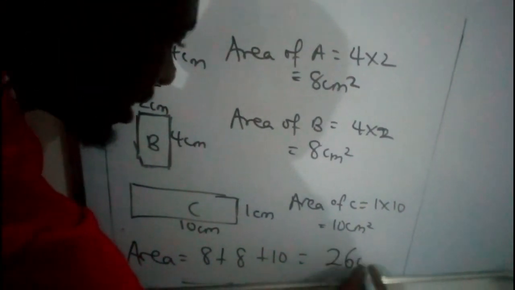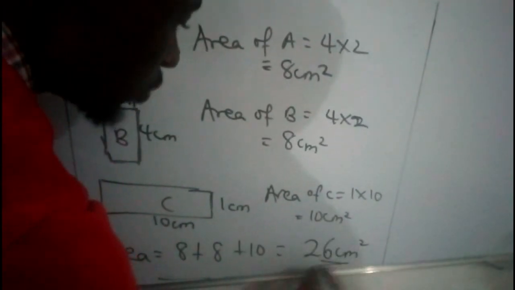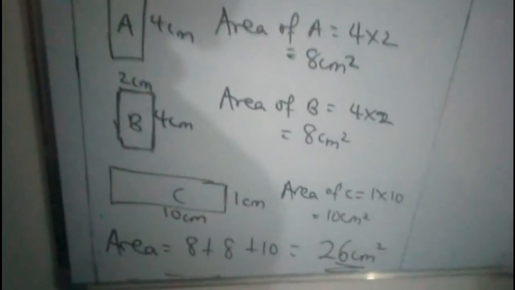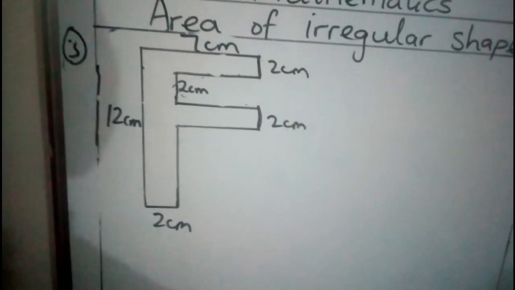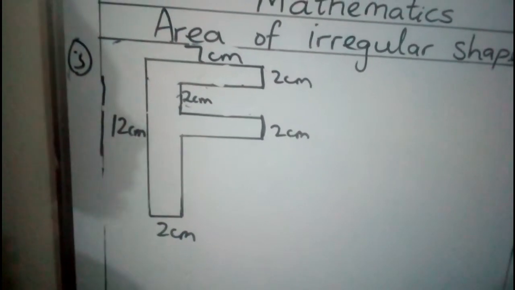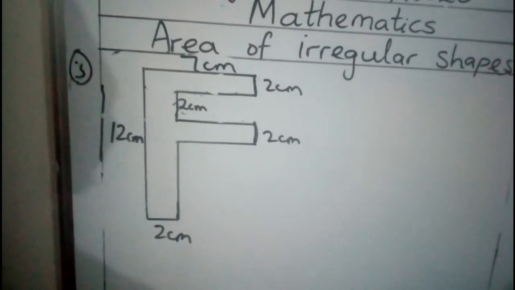26 centimeters squared. So 26 centimeters squared is the area of this irregular shape. Remember, it is centimeters, and we have to square because it is what? Area. Alright, example 3. This is another irregular shape, and we have to find the area. So what do we do here?